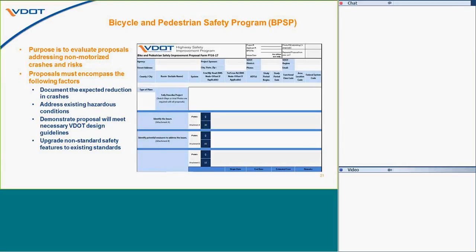Next form we'll go over just very briefly is the bicycle and pedestrian safety program form. And the purpose of that, of course, is to address non-motorized crashes and risks. Proposals must encompass the factors that are listed there, document the expected reduction in crashes, look at addressing the existing hazardous situations, demonstrate that they will meet the necessary VDOT guidelines, and upgrade non-standard features to existing standards like ADA.